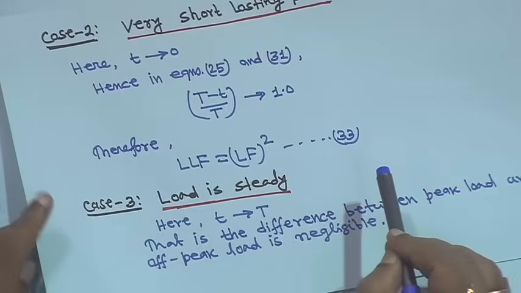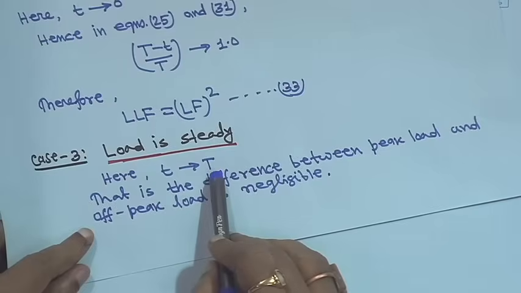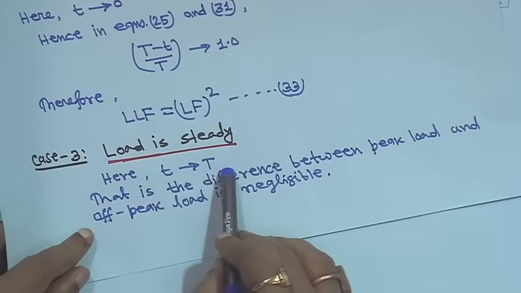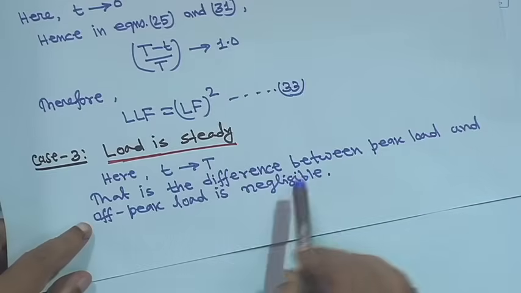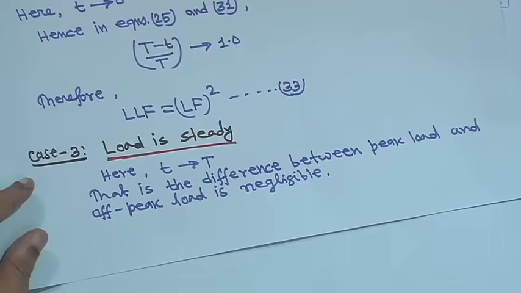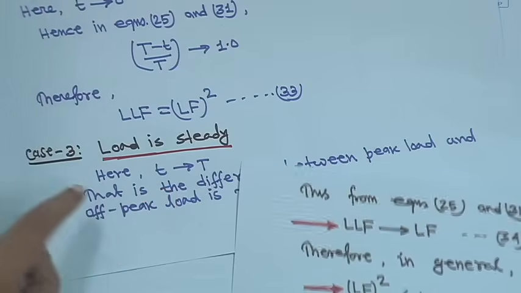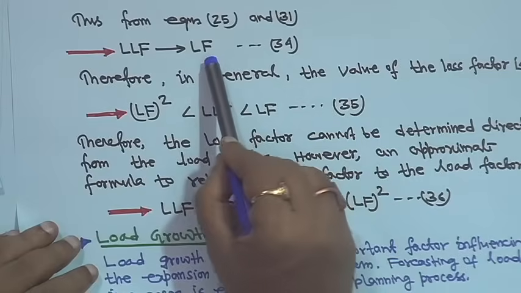This is equation 33. Now, another condition is when load is steady, that is here t tends to T, constant, that is the difference between peak and off peak load is negligible, almost constant. In that case, from equation 25 you will get loss factor is equal to load factor, that means small t tends to capital T. Therefore, when load is steady, loss factor is equal to load factor.